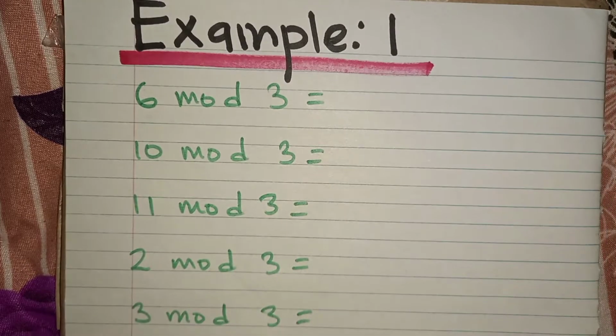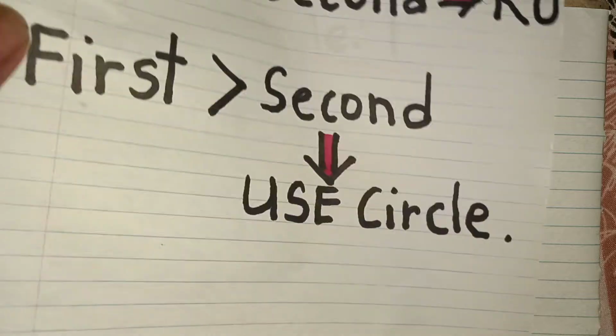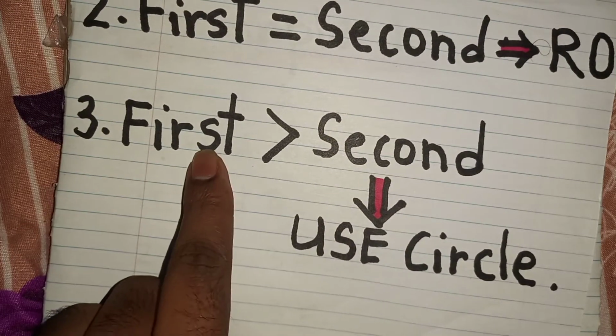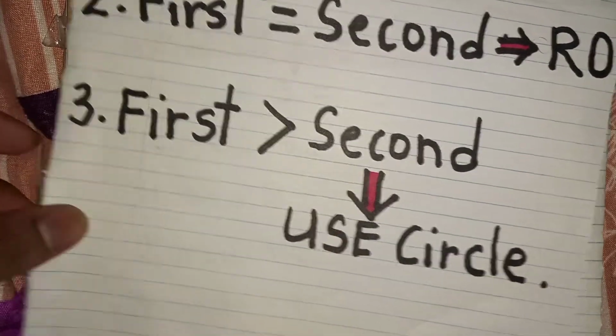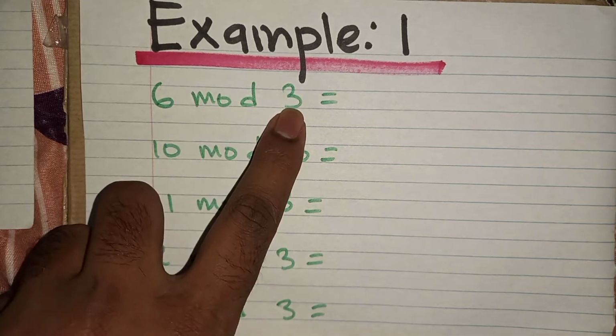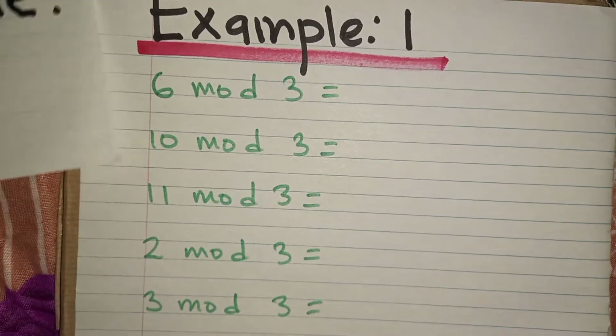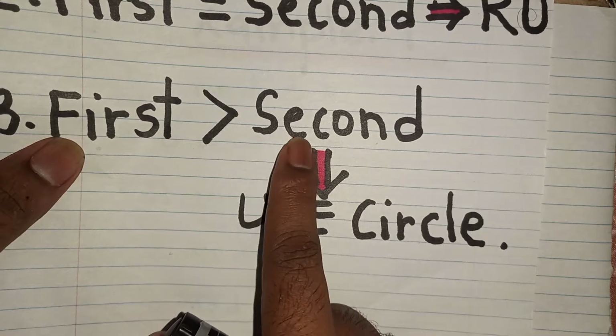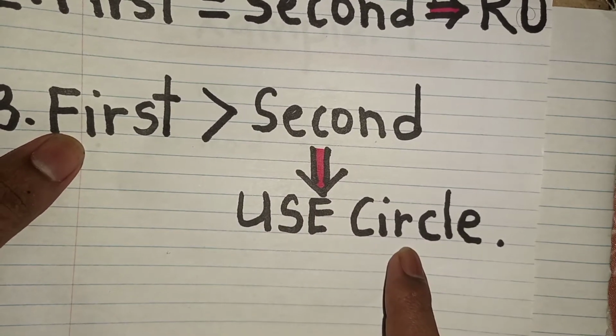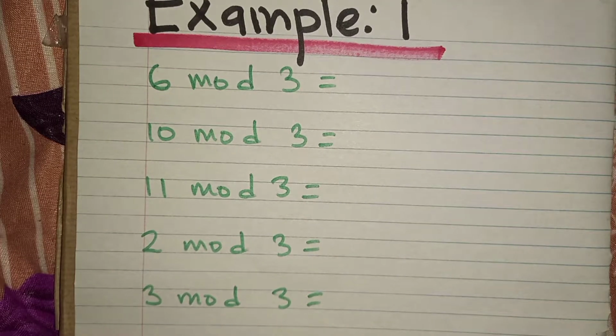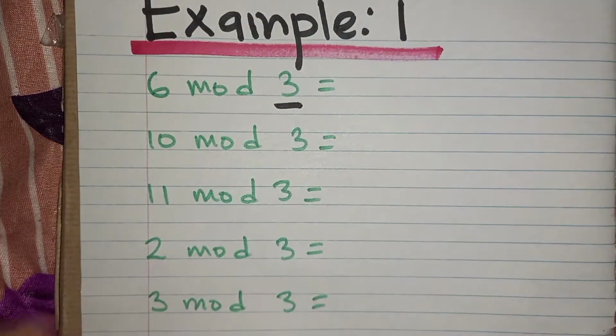Okay, example 1. We have 6 modulo 3. Now 6 modulo 3, we have first number greater than the second number. You can see 6 is greater than 3, right? So we have to use the circle method, use the circle, right? So this is modulo 3, right? Now the circle method is something like this.